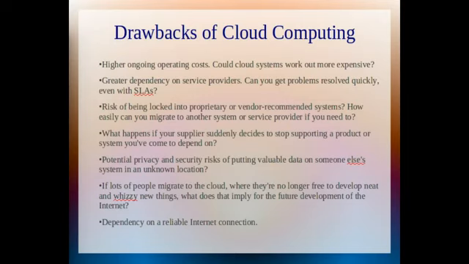Potential privacy and security risks of putting valuable data on someone else's system in an unknown location. If lots of people migrate to the cloud, where they're no longer free to develop neat and whizzy new things, what does that imply for the future development of the Internet? Dependency on a reliable Internet connection.